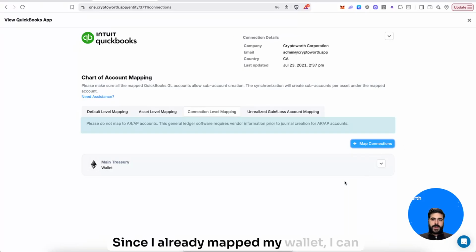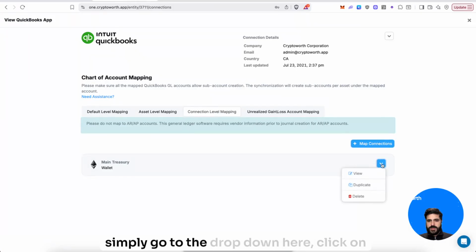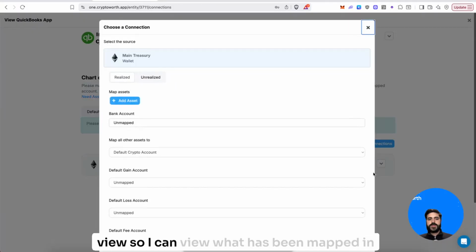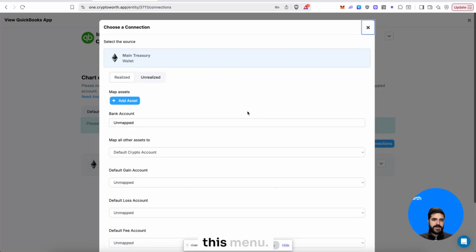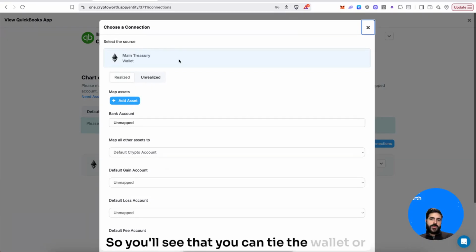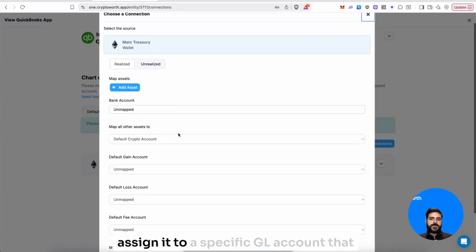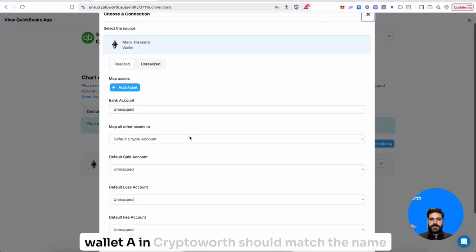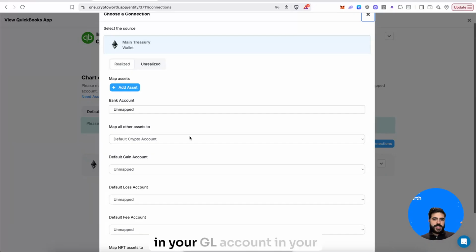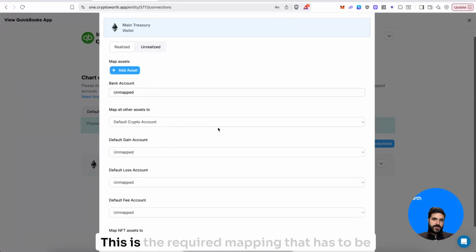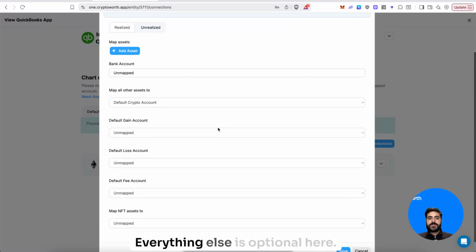Since I already mapped my wallet, I can simply go to the drop down here, click on View so I can view what has been mapped in this menu. So you'll see that you can tie the wallet or exchange account that you want to map and assign it to a specific GL account that represents that account in your general ledger software. So here, for example, let's say I want to map it to this GL account. In reality, you probably want to have, let's say, wallet A in Cryptoworth should match the name in your GL account in your general ledger software. This is the required mapping that has to be done. Everything else is optional here.